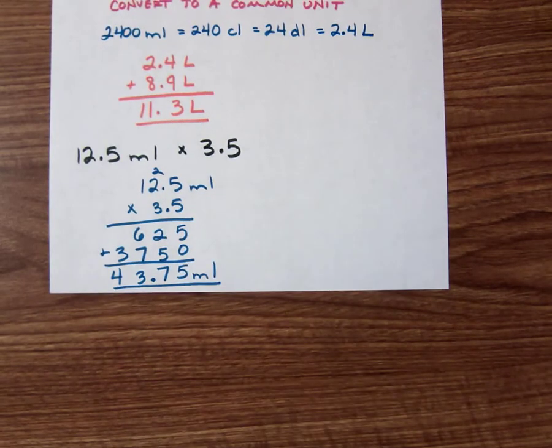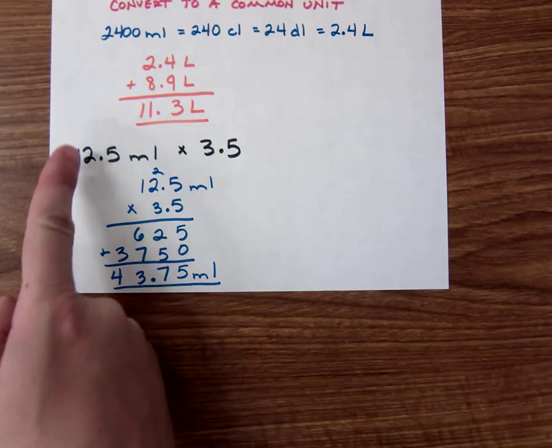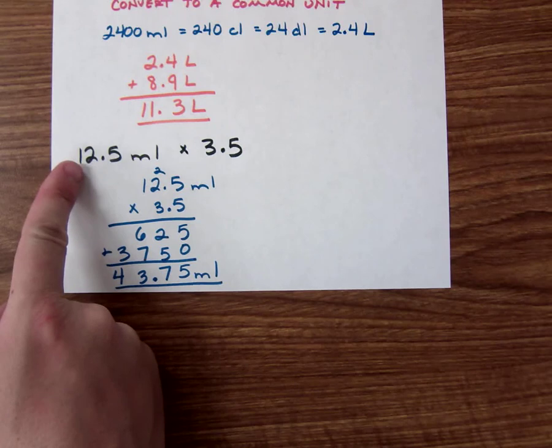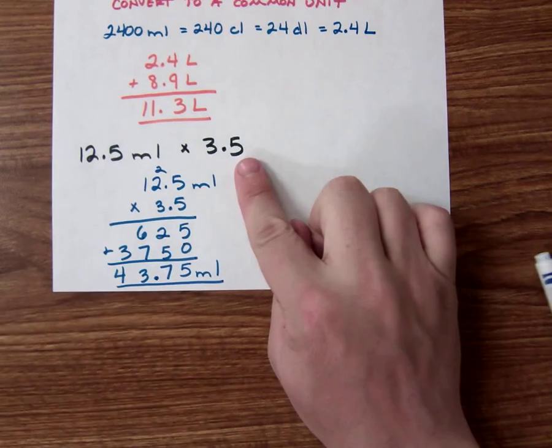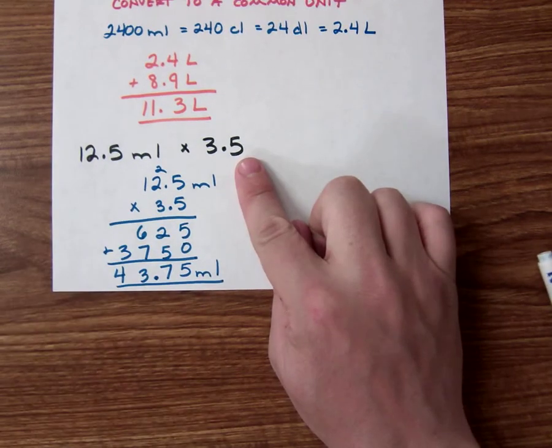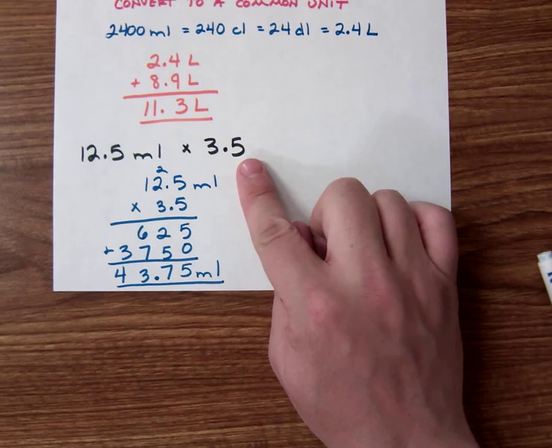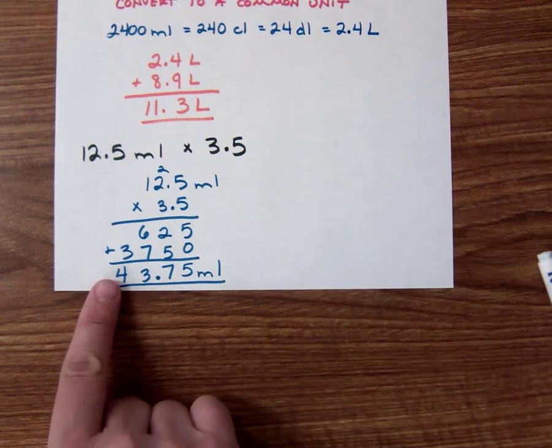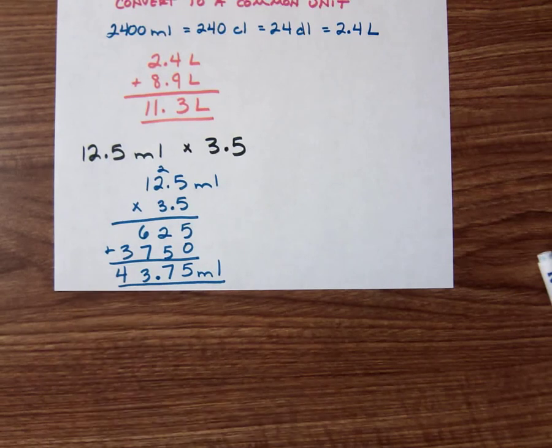So about 43 is what I expect for my answer. And this makes sense when you think about it. This was about 12, a little bit more than 12, and I'm multiplying it by a little bit more than 3. 12 times 3 is 36. So I expected my answer to be a little bit higher than 36, which it is. So this answer makes sense.